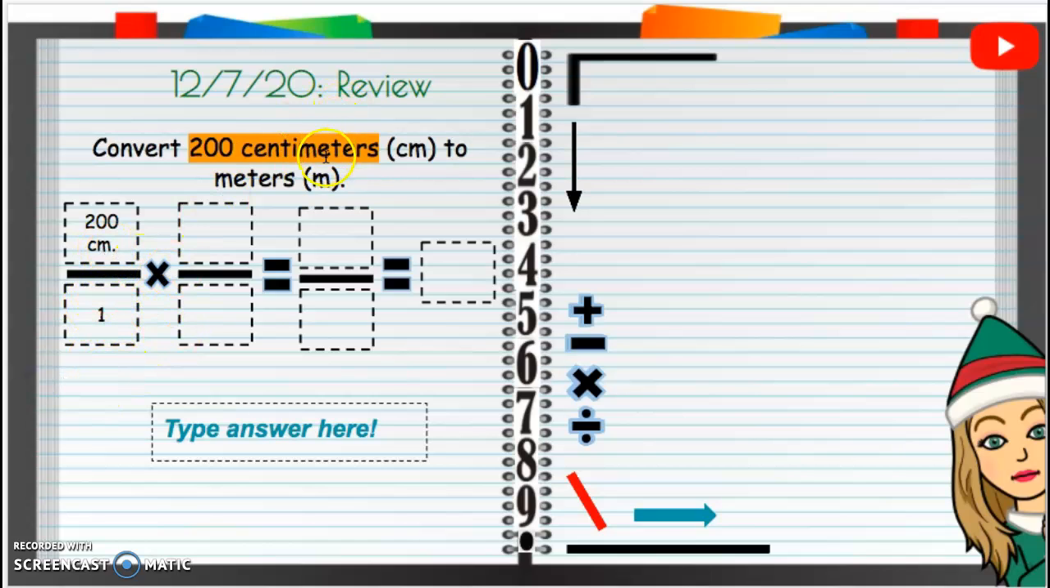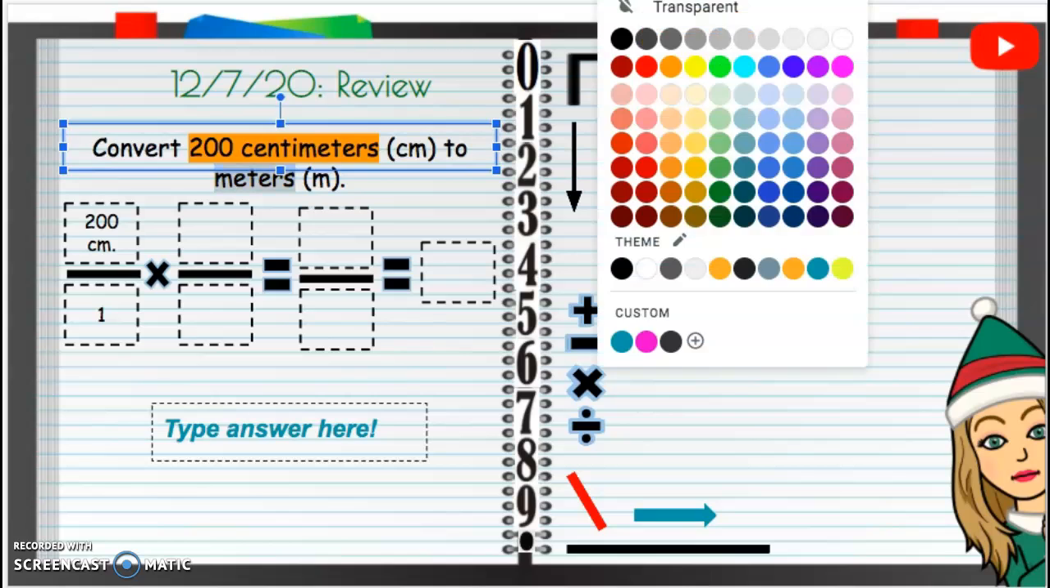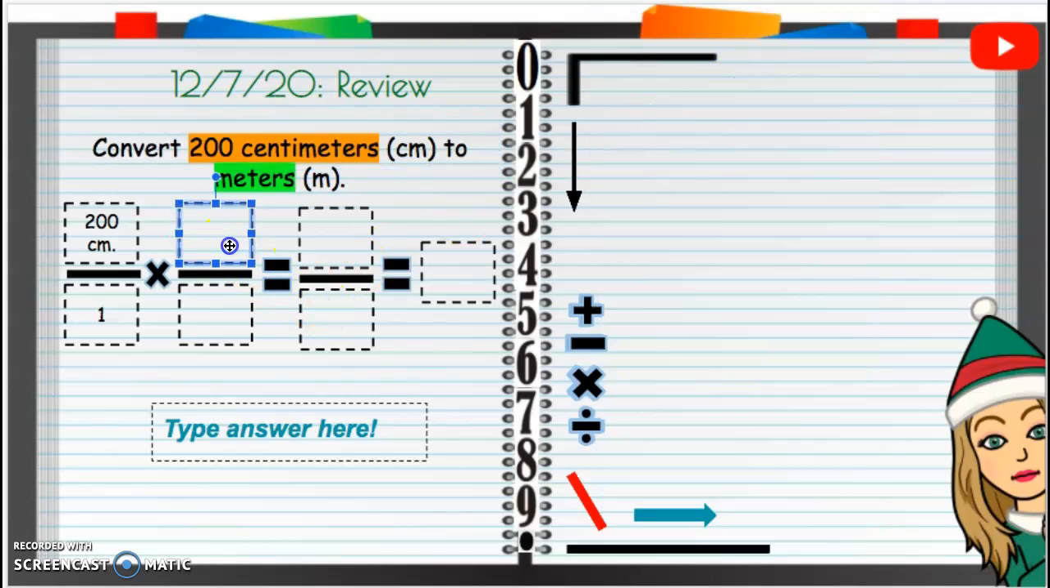All right, now we're trying to get meters. Trying to get meters. So we're trying to put meters up here, and we're trying to get rid of that centimeters. So the centimeters is going to go at the bottom. All right, now we need to figure out centimeters and meters.